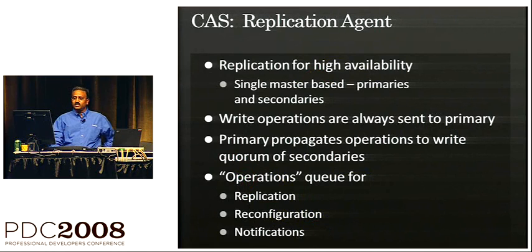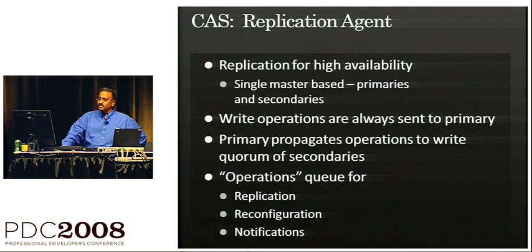And the other component is the replication agent. What it does is it's for high availability. It is a single master based, primary secondary based mechanism. There are multi-master based systems, which we will explore in the future, but currently we have a single master. As I mentioned, every data item is mastered by a primary, and the availability is based on that. All the write operations are always sent to the primary, and the primary propagates the operations to a quorum of the secondaries.